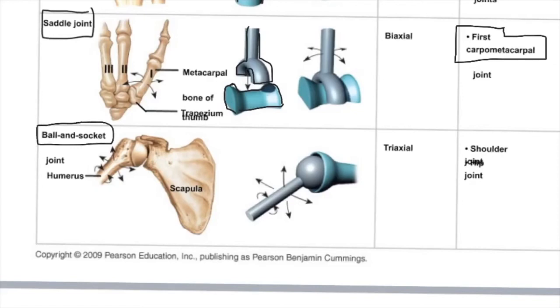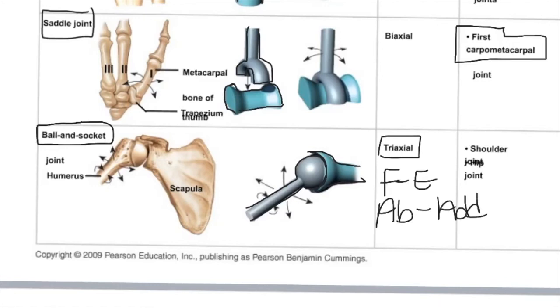Okay, and then we have the ball and socket. Now, this is a very large, round head that goes into a deeper socket. That's what a ball and socket is. And because of the structure, you have a lot more motion going on there. So the hip and the shoulder are ball and socket joints. In that type of joint, we call it triaxial because there's three planes. You can get flexion, extension. You can get abduction, adduction. You can get circumduction. So flexion, extension, abduction, adduction, and circumduction.